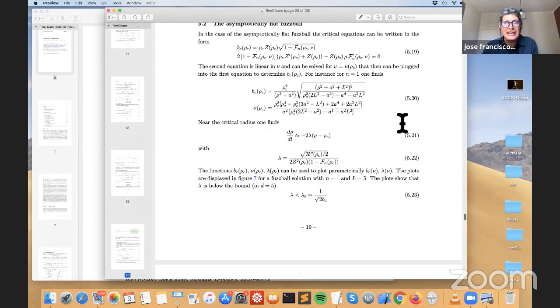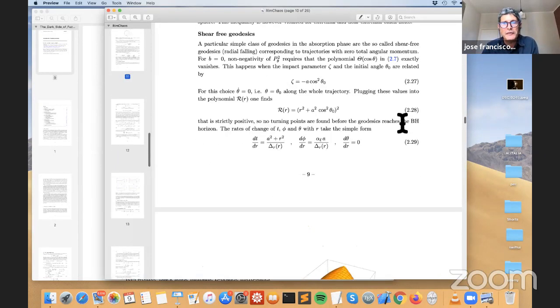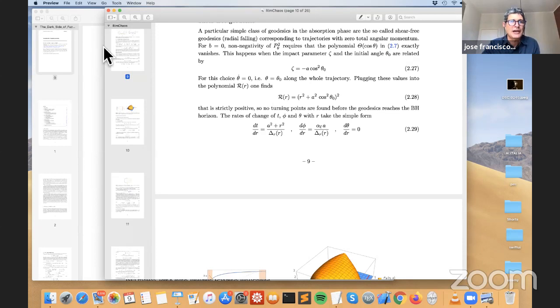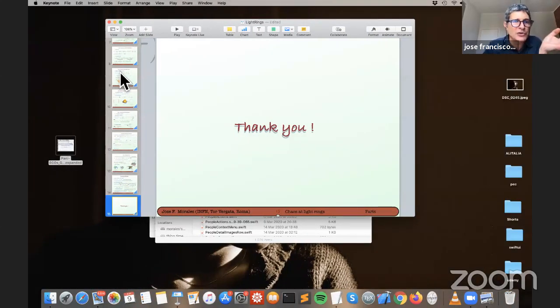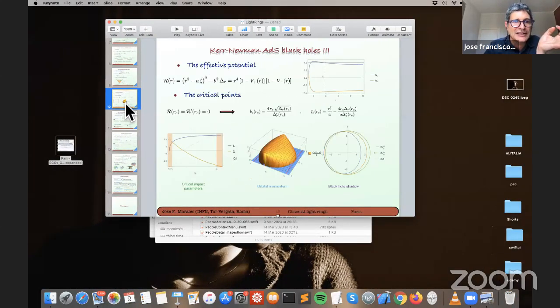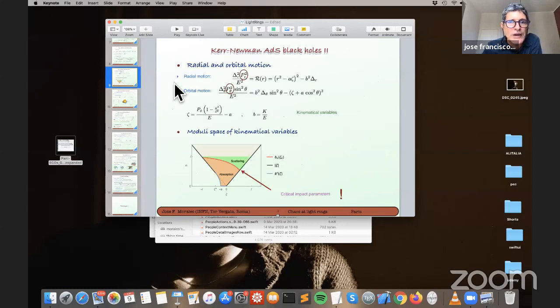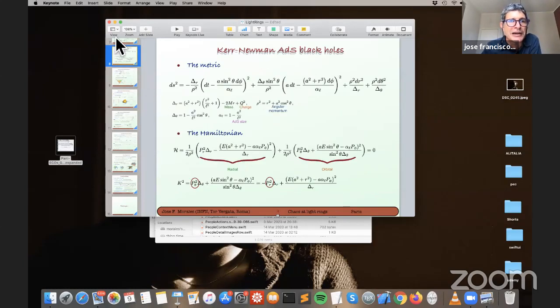In the first part of the talk, I was doing AdS, therefore you see very clearly what the relation is. It was Kerr-Newman AdS. Okay. And the photon sphere is defined simply by this simple relation.